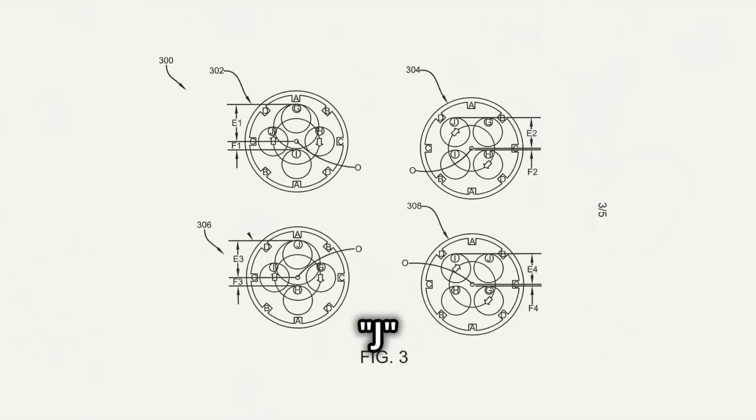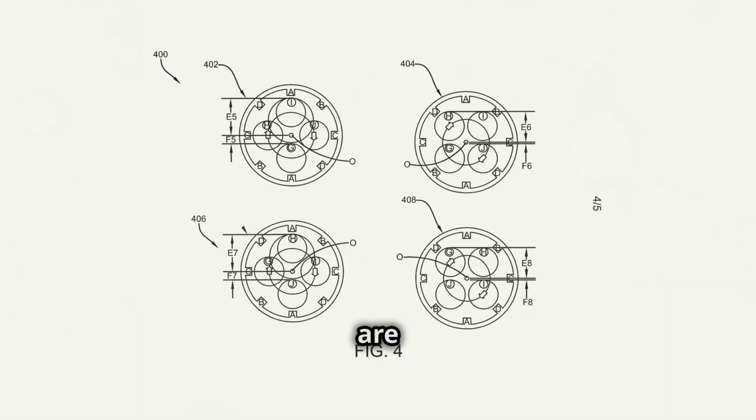308, I and J are distance E4 from the center axis of rotation. H and G are distance F4 from the center axis of rotation.